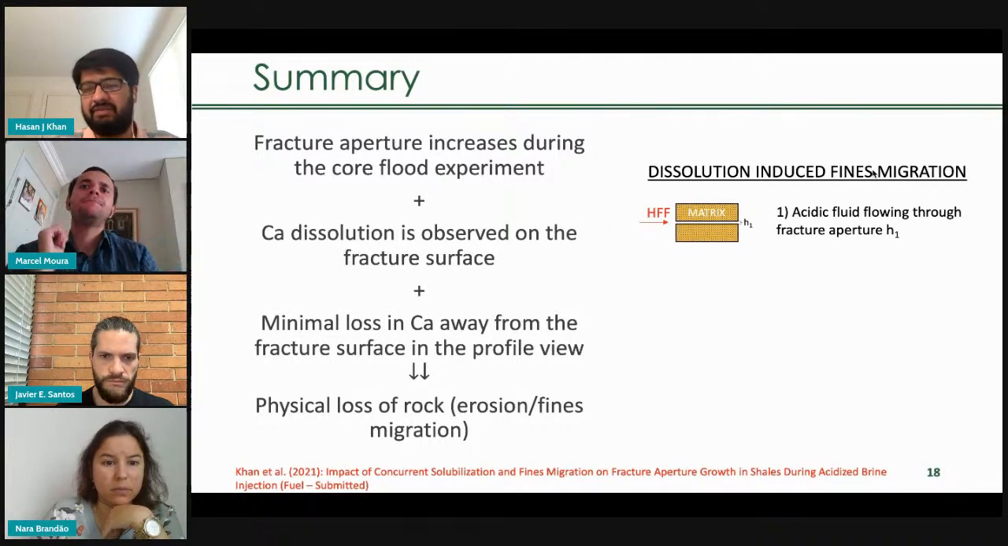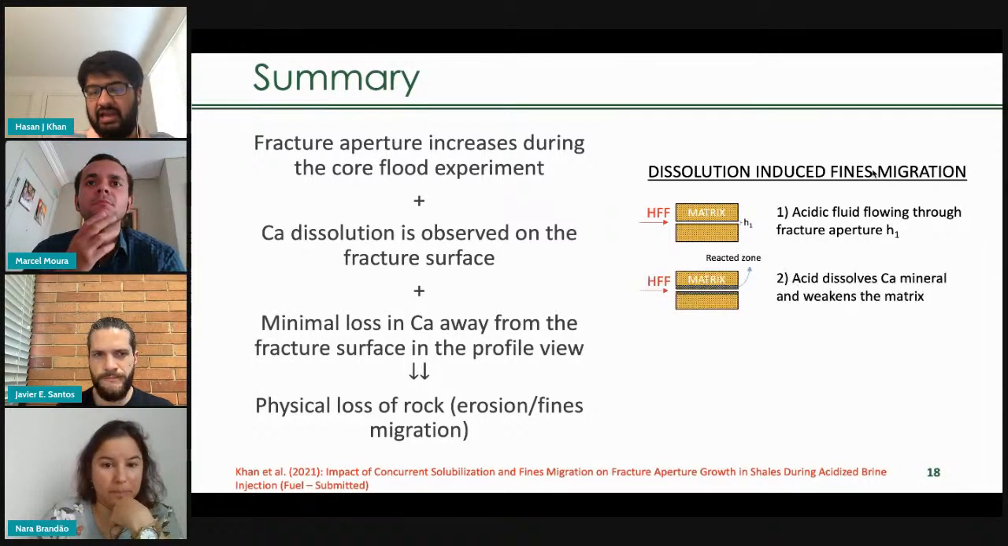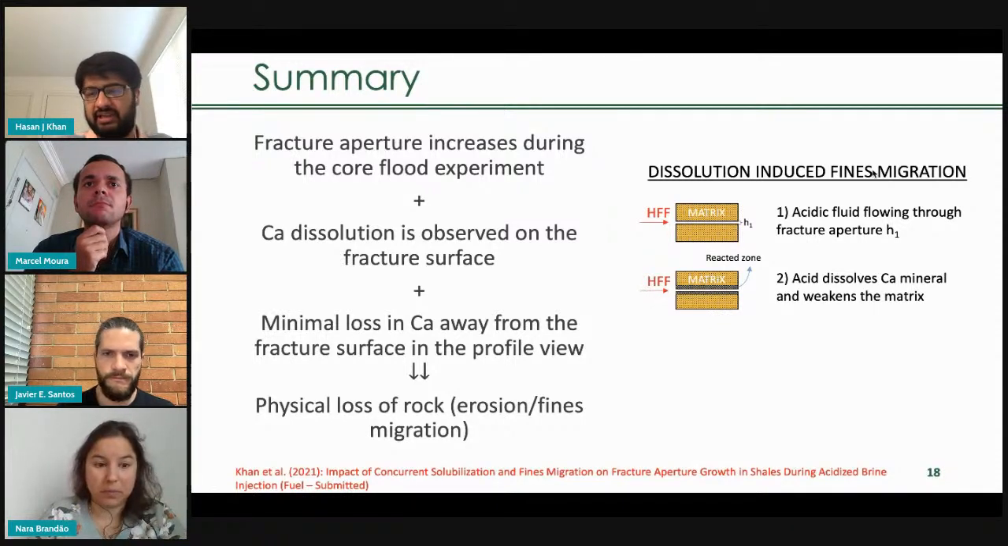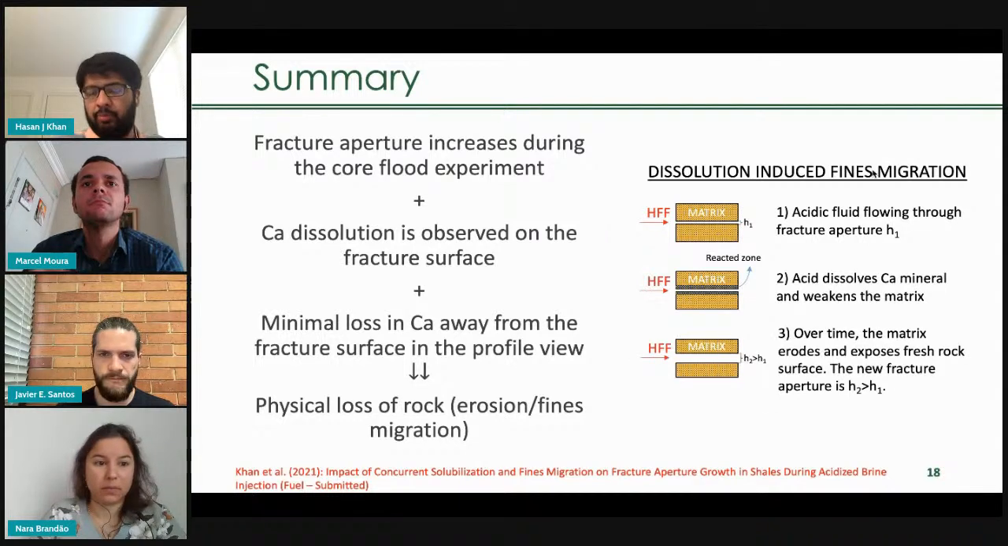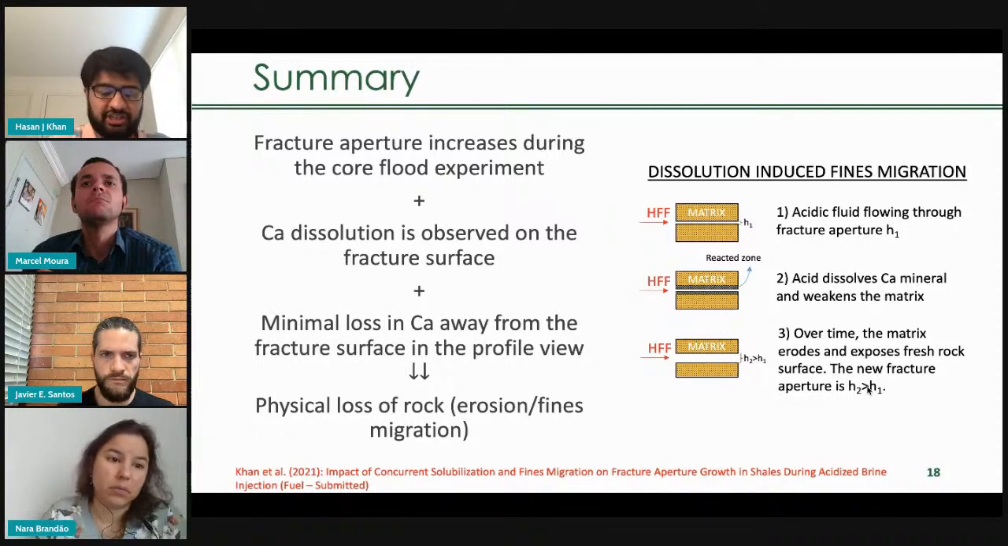The idea is that we have a fracture aperture, H1, through which the acidic fluid is initially flowing. As time progresses, the reactive fluid interacts with the matrix and dissolves it, resulting in weakening of the matrix. And as more and more fluid passes through, the weaker matrix erodes, and that exposes fresh rock surface. That basically restarts the process, because this fresh surface interacts with the fresh fluid that is coming in from the left-hand side. This results in an even further increment in the fracture aperture, and the new fracture aperture H2 is larger than the older fracture aperture H1.